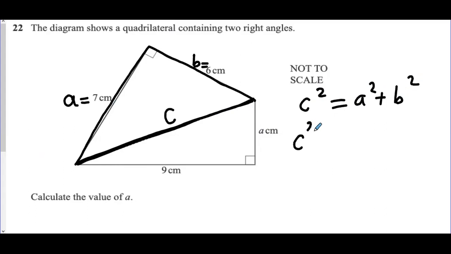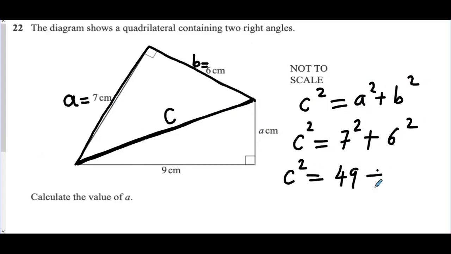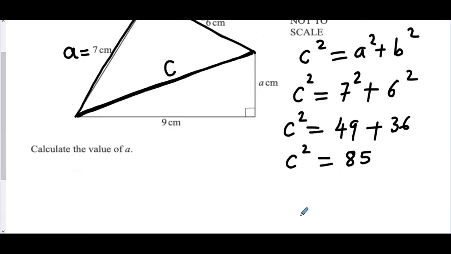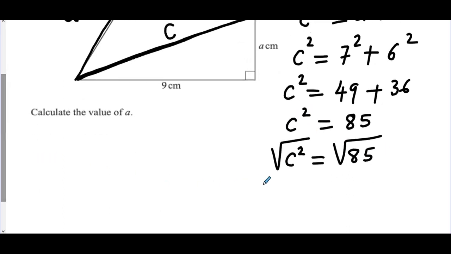And C square will be equal to 7 square plus 6 square. This will give you C square equals 49 plus 36, and this will make 85. So C square equals 85. If you are looking for the value of only C, you will need to find the square root of that, and this will give you C equals square root of 85.